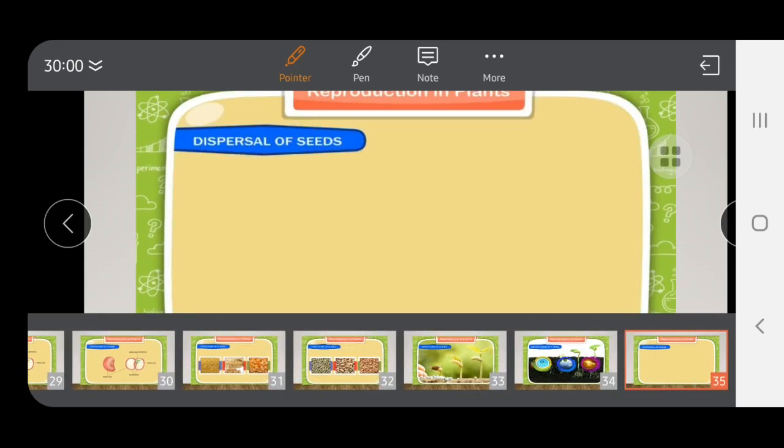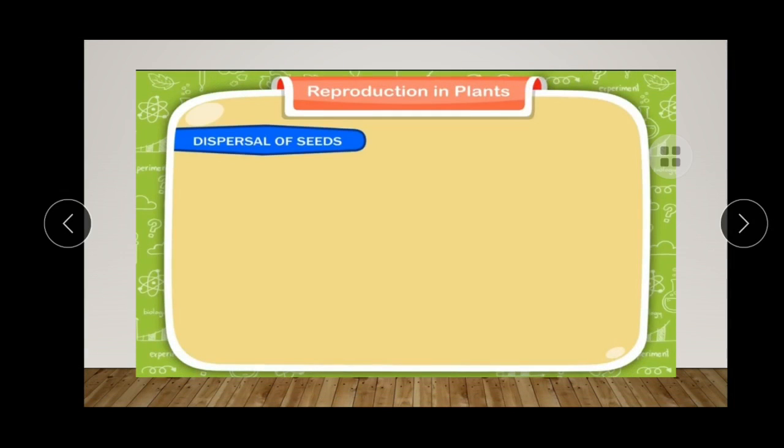The next topic is dispersal of seeds. What is dispersal of seed? Disperse means to move from one place to another. Plants cannot move by themselves. They can't walk, right? So if the seeds fall and grow beneath the parent plant, there will be overcrowding. There will be lots and lots of seeds together, so all of them won't get sufficient nutrients or space or warmth which they need.